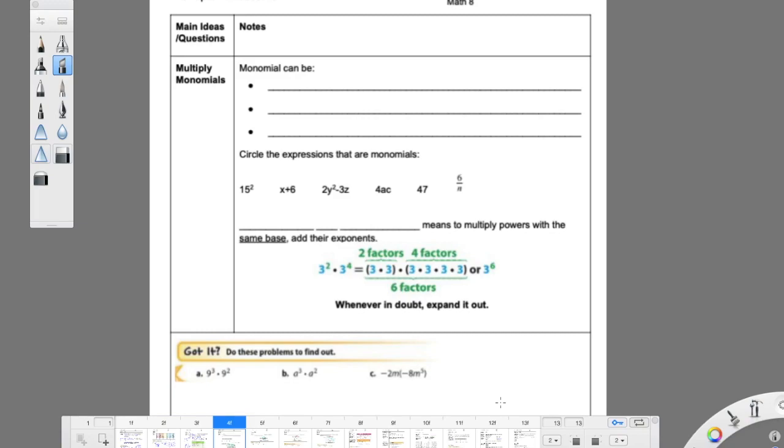All right, we are in Chapter 1, Lesson 3, or Section 3, for Math 8. And we're going to start going through the idea of monomials and also simplifying some exponential problems here. The very first thing they have us go through is the notes, just identifying what a monomial is.